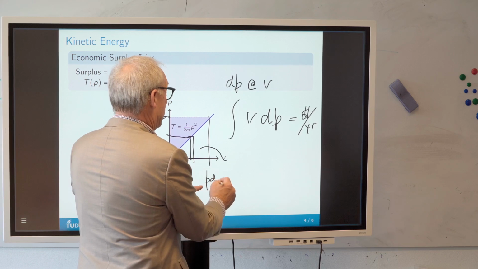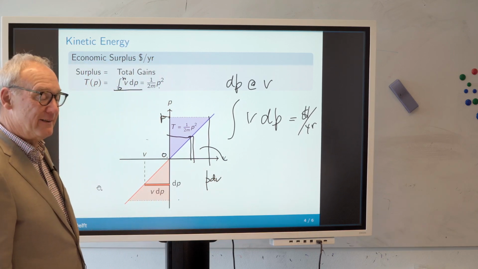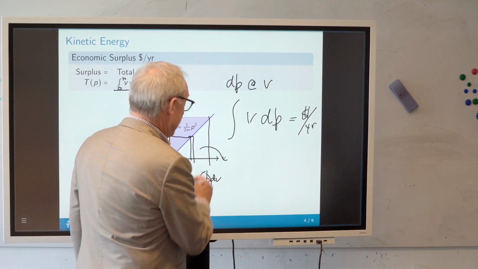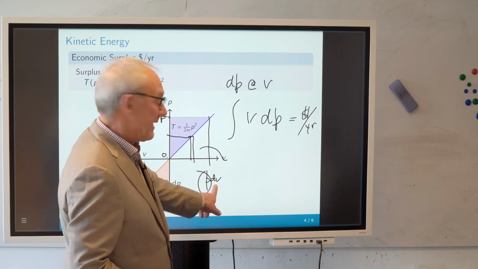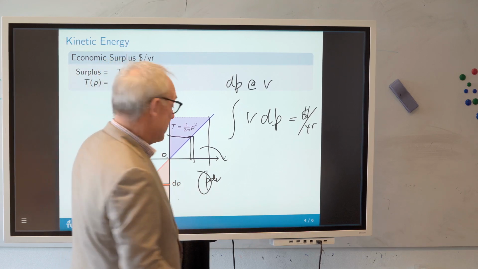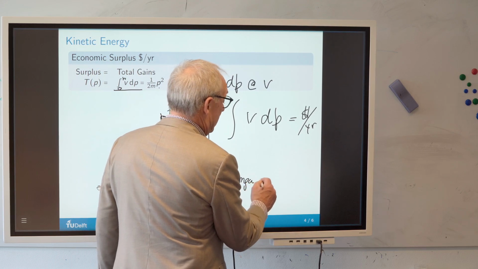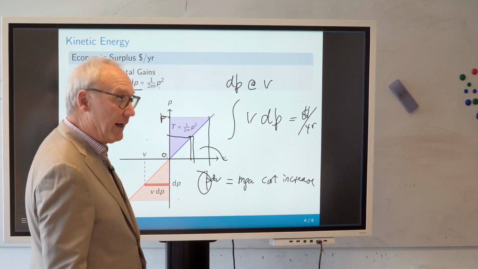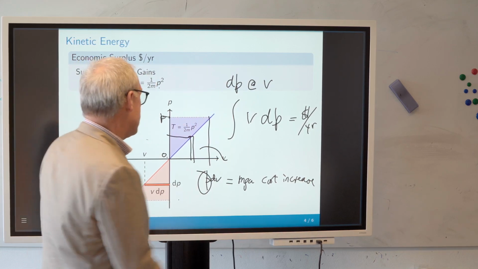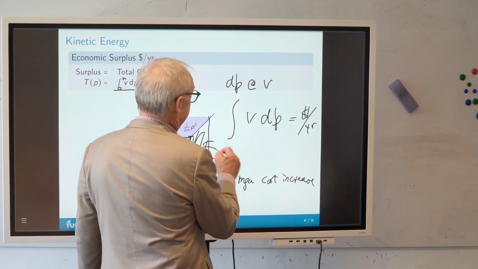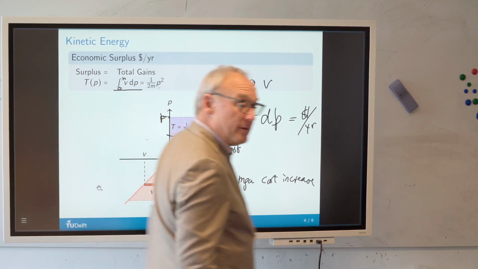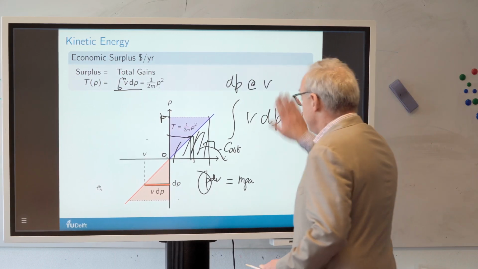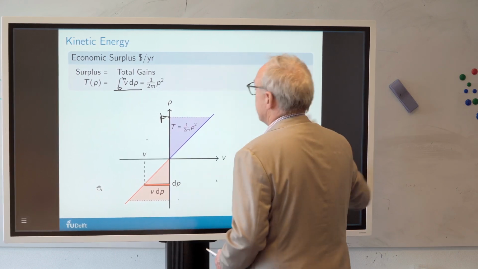I change my quantity demand with V. Right? So this is what I have to pay, right? And this is my increased extension of demand, right? So this is a marginal cost, cost increase. Okay? And this whole area here would be the cost. Let's go to the next slide to make this totally clear.